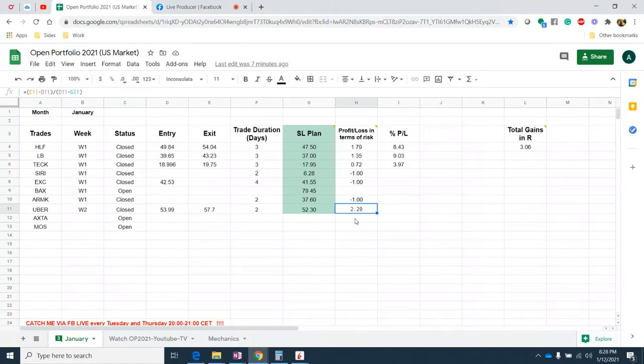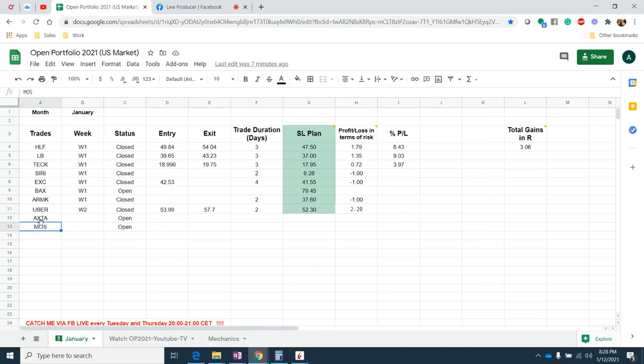My rule is that I really want to achieve 2R, and my stop loss is 1R. If I maintain this pace and this rule, then in the long run I will come out profitable.